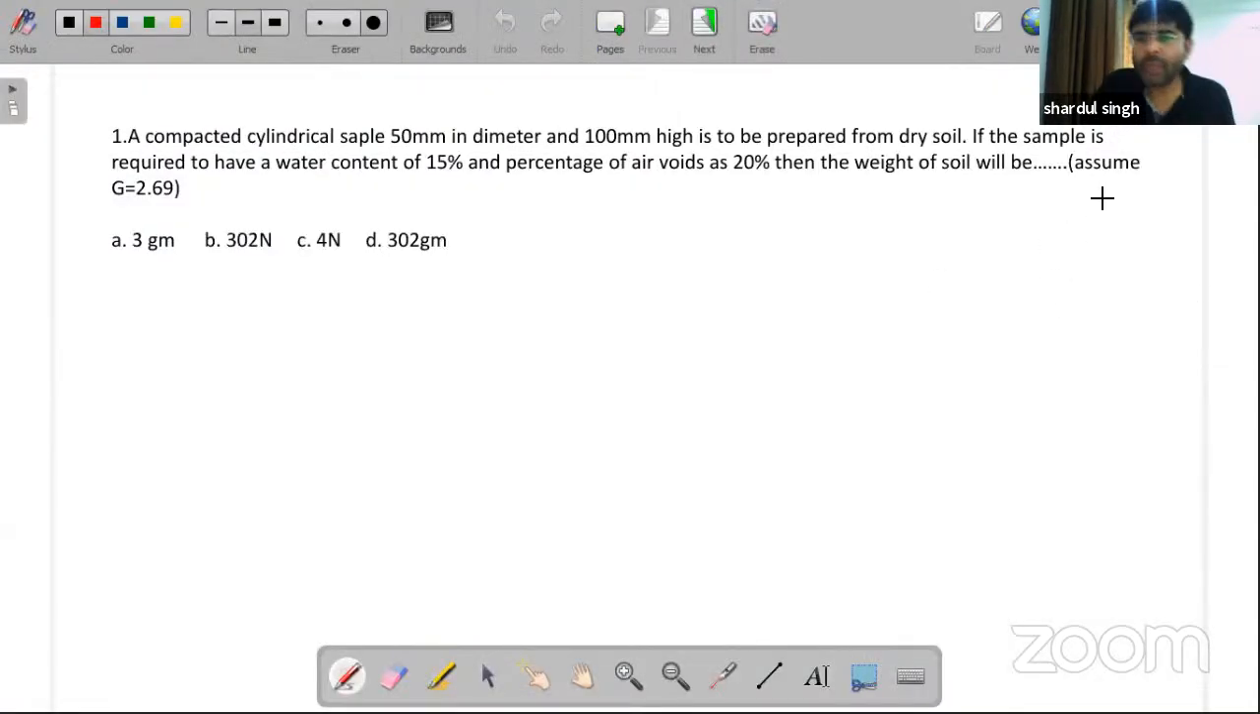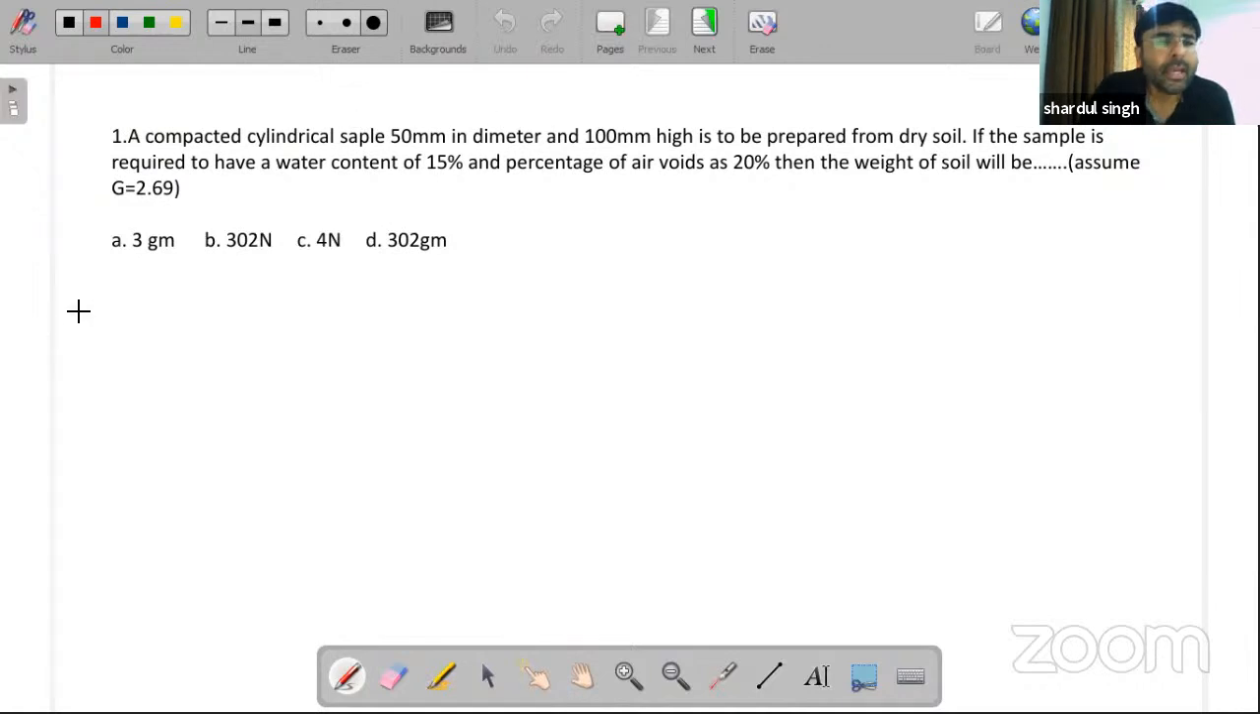So this was your first question. A compacted cylindrical sample 50 mm in diameter and 100 mm high is to be prepared from a dry soil. If the sample is required to have a water content of 15% and the percentage air voids as 20%, then the weight of the soil will be? You have to assume that the specific gravity of the soil is 2.69.